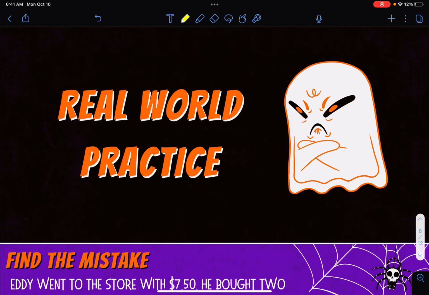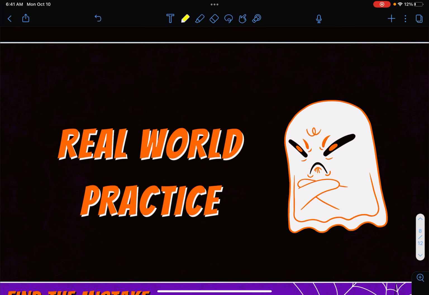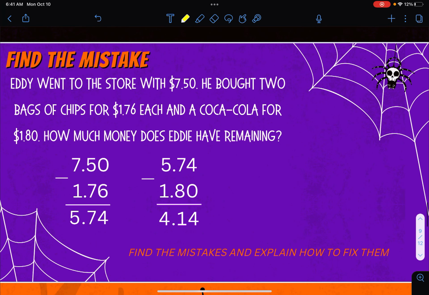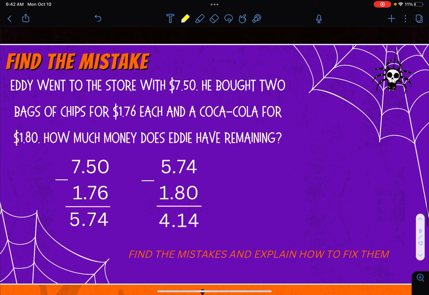So now we have real world practice, and you have this part on your notes. It says find the mistake. You're going to look at this problem and find the mistakes. Eddie went to the store with $7.50. He bought 2 bags of chips for $1.76 each and a Coca-Cola for $1.80. How much money does Eddie have remaining? What did he do wrong? Find his mistake and tell me that on your notes. When you're done, come back for the next we do and the you do.